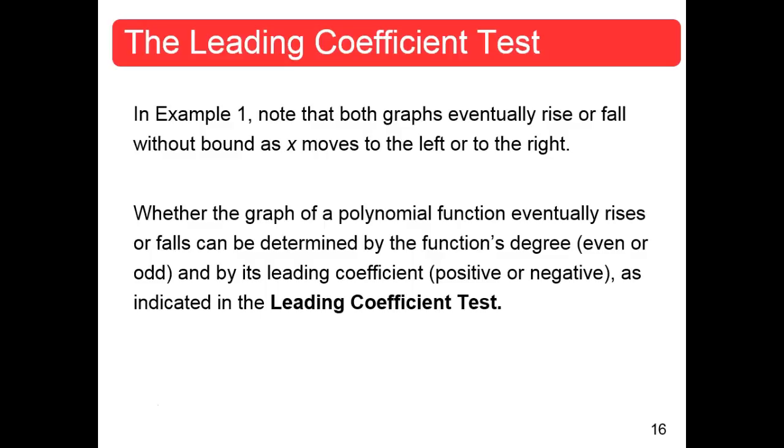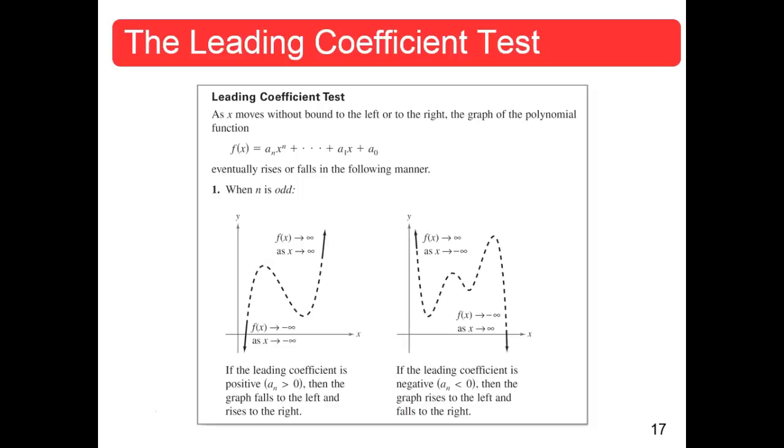The leading coefficient tells you nothing about the degree. The leading term tells you about the degree and the coefficient. So the leading coefficient, whether it's positive or negative, is indicated by the leading term test, okay? Because the coefficient tells you nothing about the degree. The leading term tells you both the degree and the sign, okay? So, why they call it leading coefficient test, I don't know.